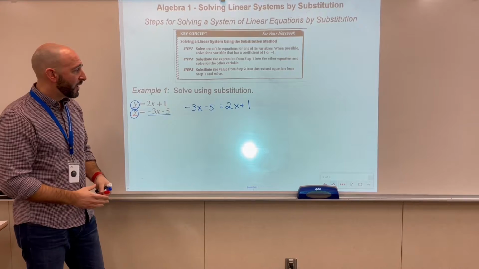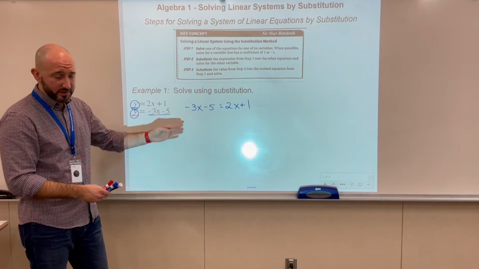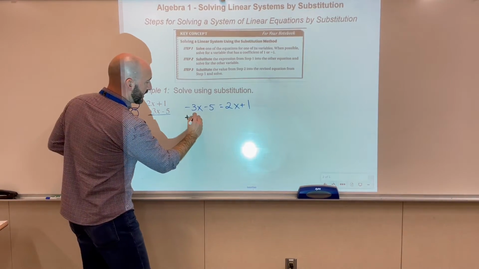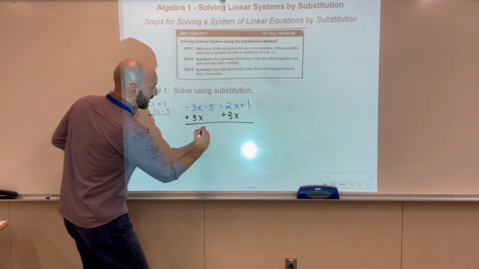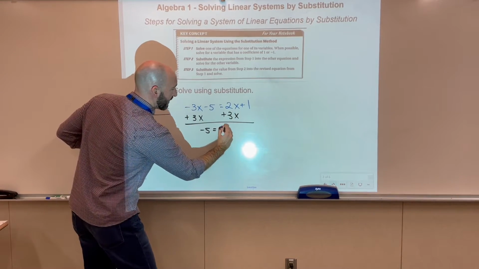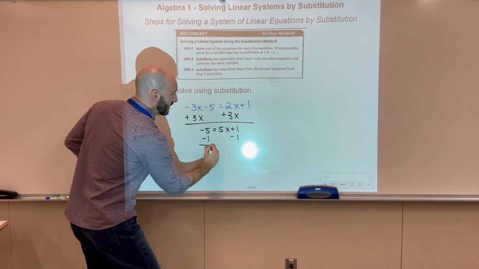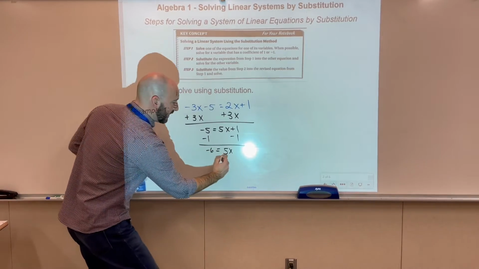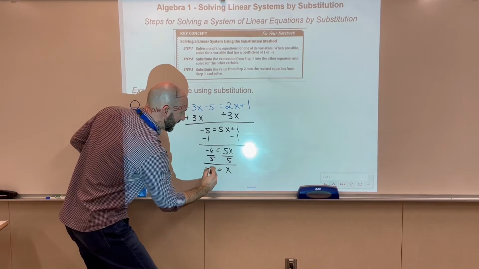So what we have now is one equation and one variable, and we are very good at solving these now. So I'm going to solve for x. Let's add 3x to both sides. And that's going to give us -5 equals 5x plus 1. We'll subtract 1 from both sides of the equation and get 5x equals -6. And then divide both sides by 5. And we're going to get x equals -6 over 5.